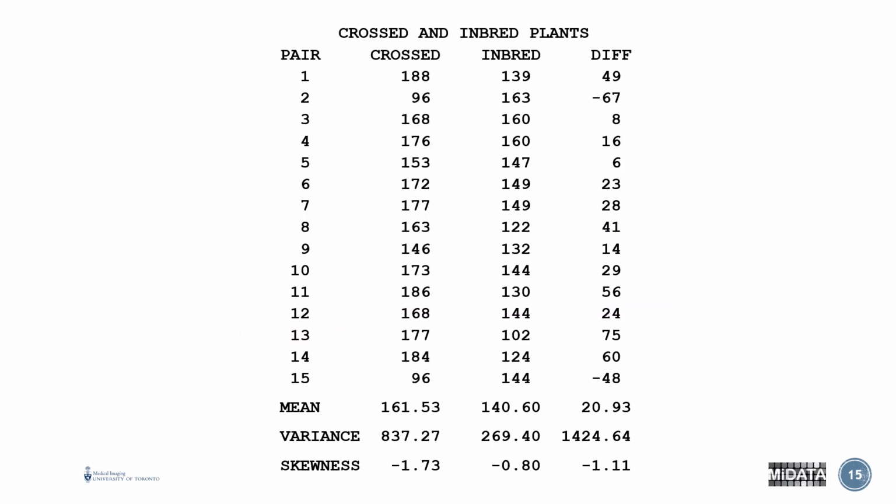So if you were to print your data and put some summary statistics at the bottom, this is what it would look like. You've crossed your inbred data sets. Here are your pairs, 15 pairs. Here's the mean, the variance, and the skewness of both data sets, and this is your difference.